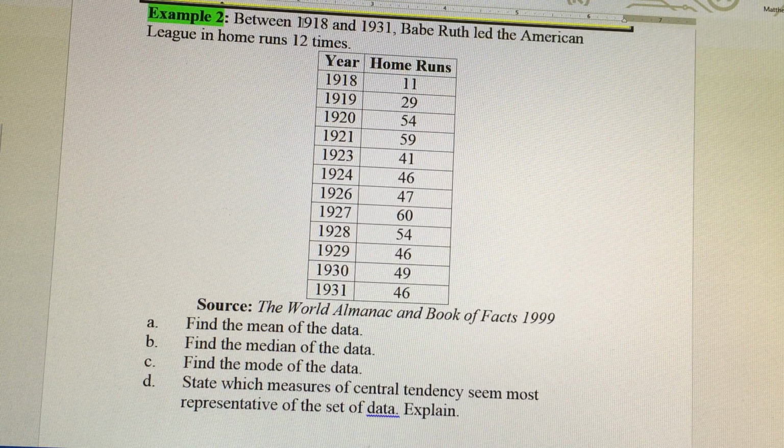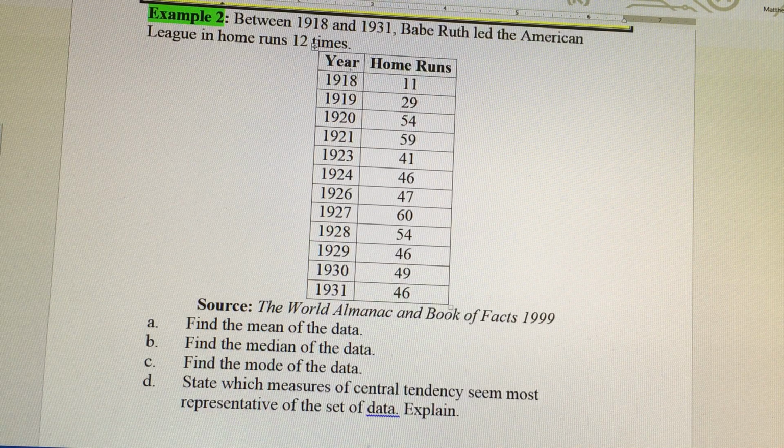So it says between 1918 and 1931, Babe Ruth led the American League in home runs 12 times. Okay, and you can see the 12 different years where he led the league in home runs. You'll notice that 1922 isn't there because he didn't lead the league in home runs that year. So we don't have it listed. We've got 1918 all the way to 1931. We've got some different things that we need to do here on example number 2. We've got an A, a B, a C, and a D.